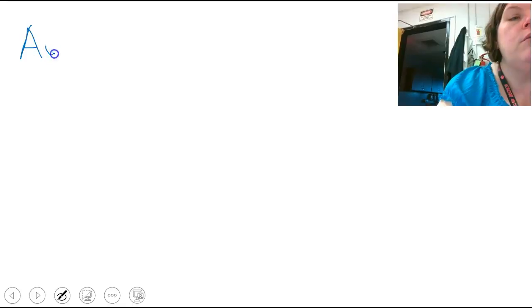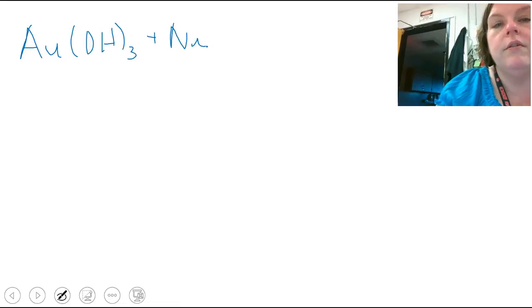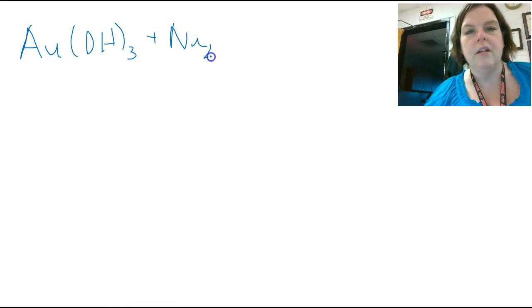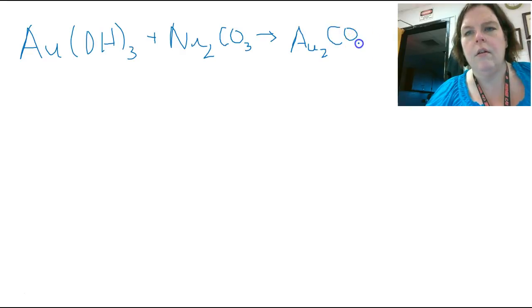I have Au(OH)3 plus Na2CO3, and that's going to yield, remember double replacements, they switch partners, that's going to yield Au2(CO3)3, and we've got to put parentheses because we have 3 of that group, plus NaOH.